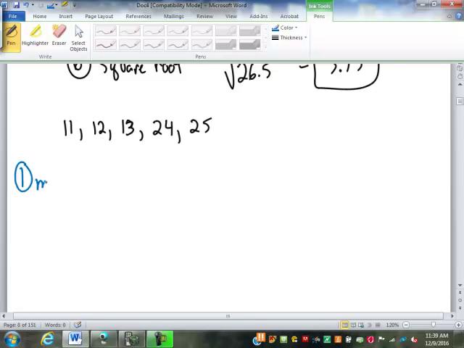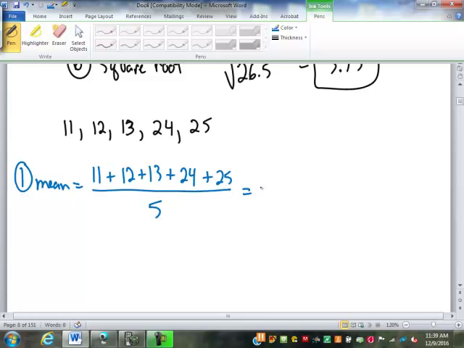So step 1, we're going to find the mean. 11 plus 12 is 23, plus 13 is 36, plus 24 is 60, plus 25 is 85, divided by 5. We get 17 again. Step 2, we're going to subtract the mean from each.